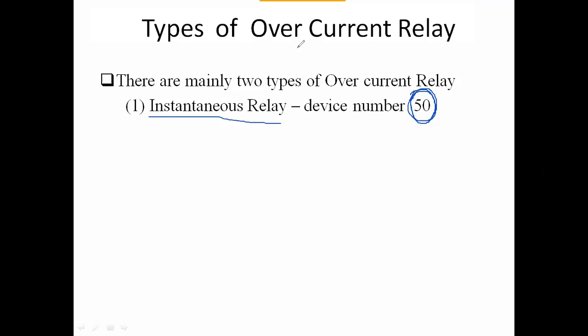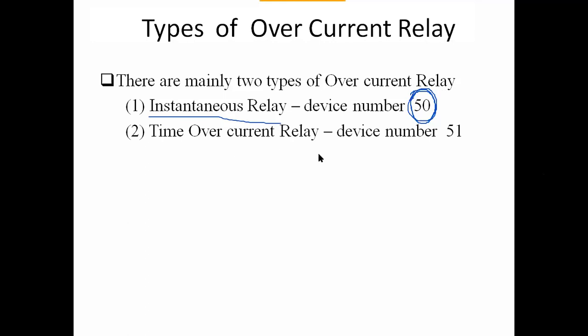For the second one, the second overcurrent relay is called the time overcurrent relay. This device number is taken 51. যে মডেল নাম্বারগুলো আমরা করি, এর উপর বেস করে কিন্তু আমরা মডেল নাম্বারগুলো চুজ করি, 50 or 51. So these are the mainly two types of overcurrent relay: instantaneous operation, that is instantaneous overcurrent relay; time delay overcurrent relay, the time overcurrent relay, that is device number 51.